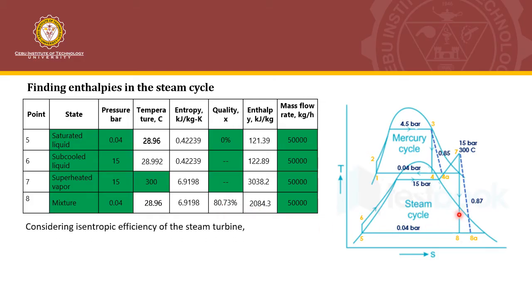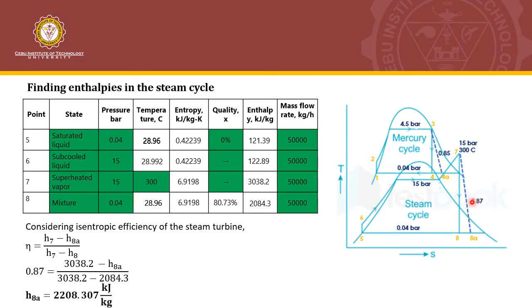Since this is not an isentropic turbine, we need to get the value of H8A. So using the relationship H7 minus H8A over H7 minus H8, we know that the isentropic efficiency of the turbine of the steam is 0.87. So we can also get the value of H8A, and that is 2,208.307 kilojoules per kilogram. You can also find here that because of that deviation, there's an increase in the quality of the liquid exiting the turbine.